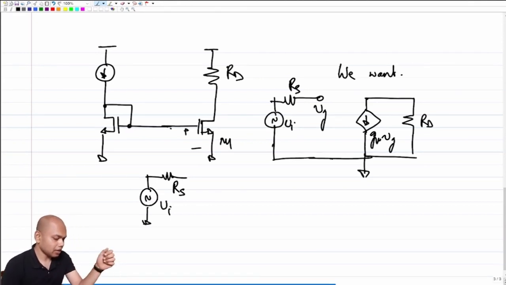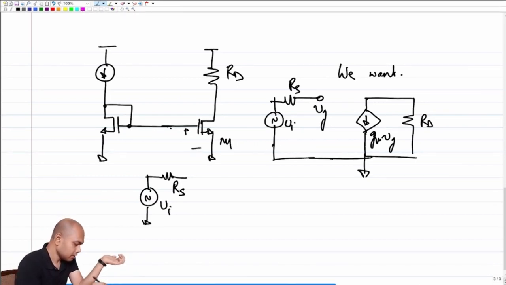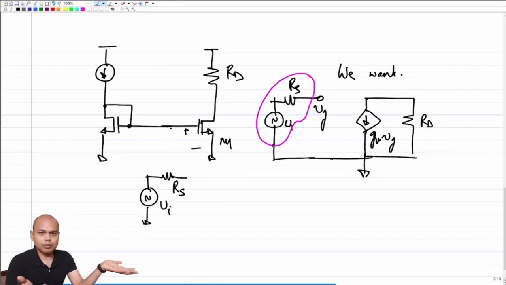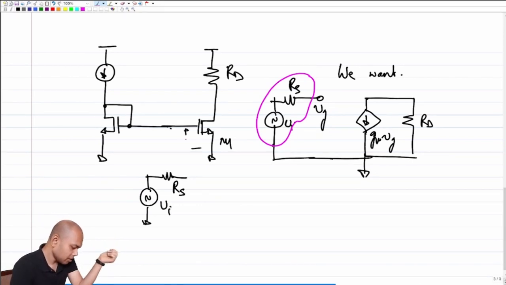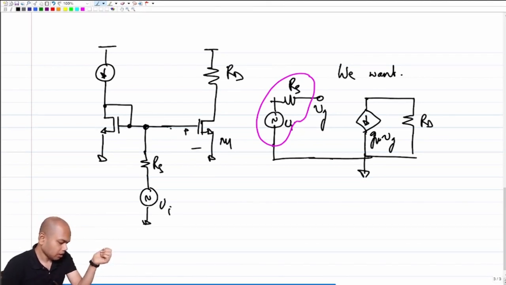So the question is, where do I connect this VI and RS? Now clearly this VI and RS has to be connected at the gate of M1. There is no doubt about that, because that's what a common source amplifier is, where the input is applied between the gate and the source. So let's do that. What happens if I put RS here, and let's say I connect it here, right? Okay. So now what do you think is going to happen? Will this work or will this cause a problem?